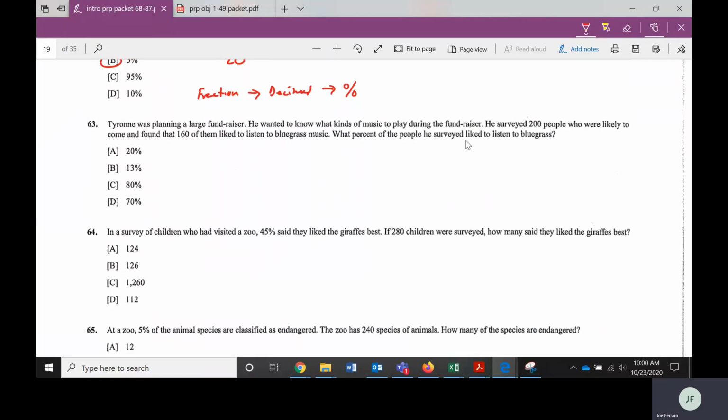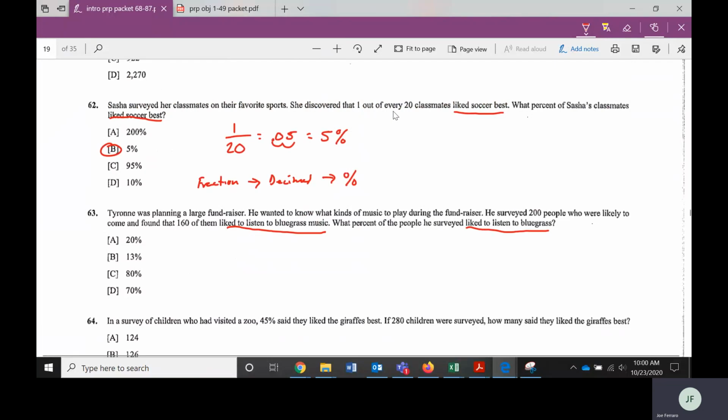So the question is wondering what percent liked to listen to bluegrass music, and that is the statement they gave you. They said they surveyed 200 people, 160 of them liked to listen to bluegrass music. So one thing to make sure, don't always just assume they give it to you in the right order.